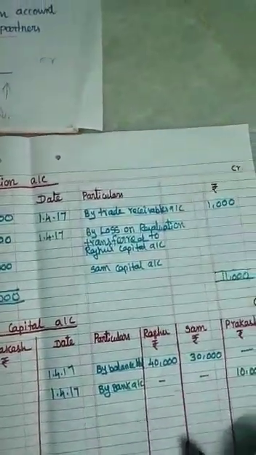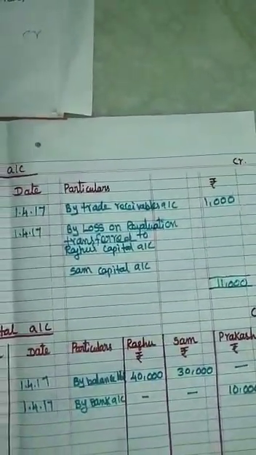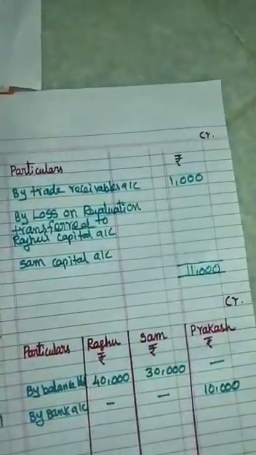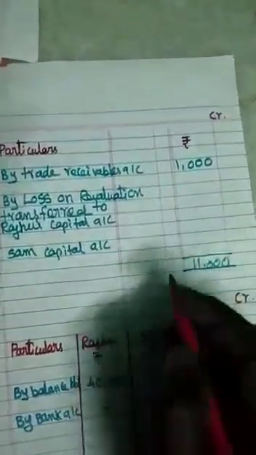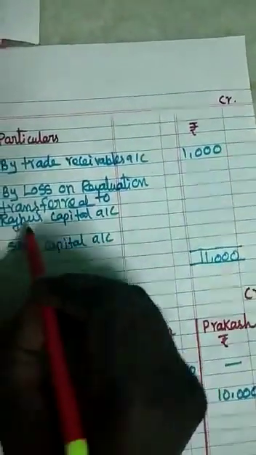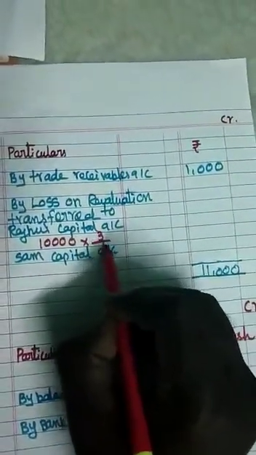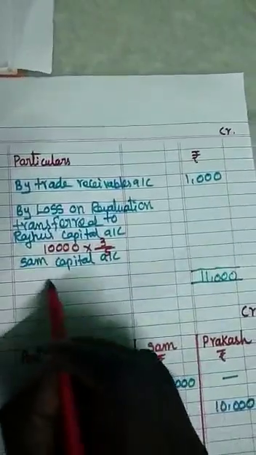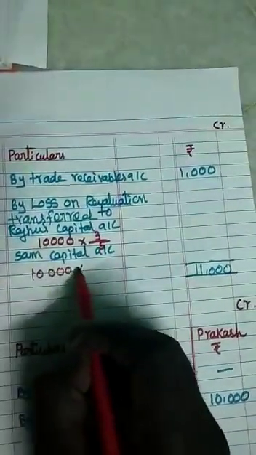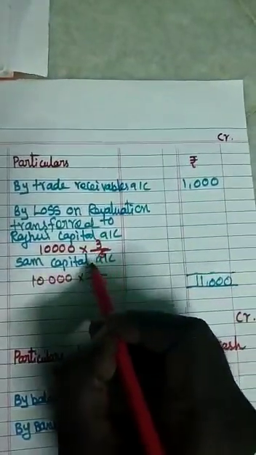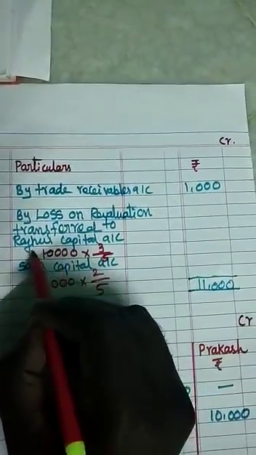Now the 10,000 amount is going to be distributed among the partners in their profit sharing ratio. The profit sharing ratio they have already given is 3:2, so 3 by 5 and 2 by 5. So 10,000 into 3 by 5 for Rahu, and 10,000 into 2 by 5 for Sham. Now you see here, 1 5 is 5, 2 5s are 10.